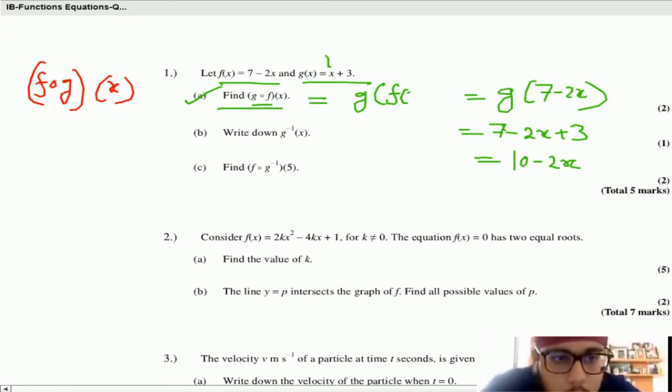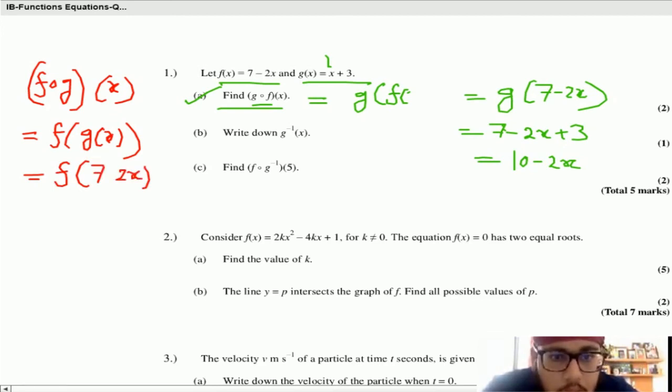For f of g, in the bracket it will remain this one, 10 minus 2x. And then in the bracket of minus 1, the x part will be 5, sir. Yes, so you're right. Here, in place of g of x, we got x plus 3. So after that, what should we do?